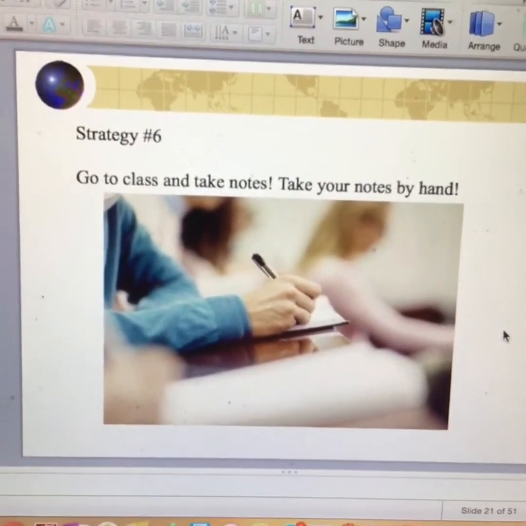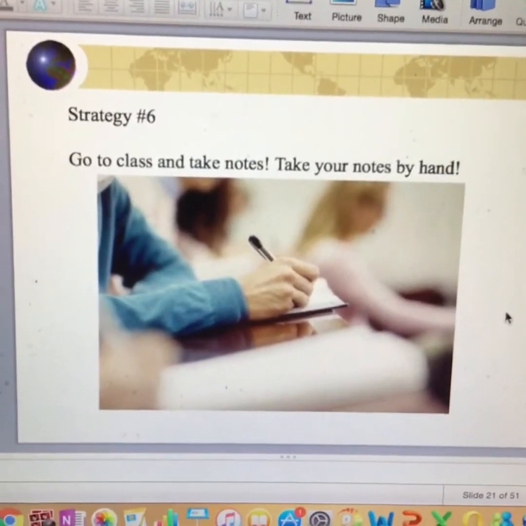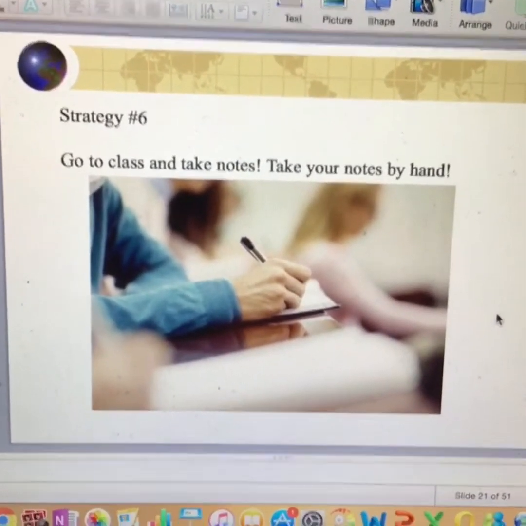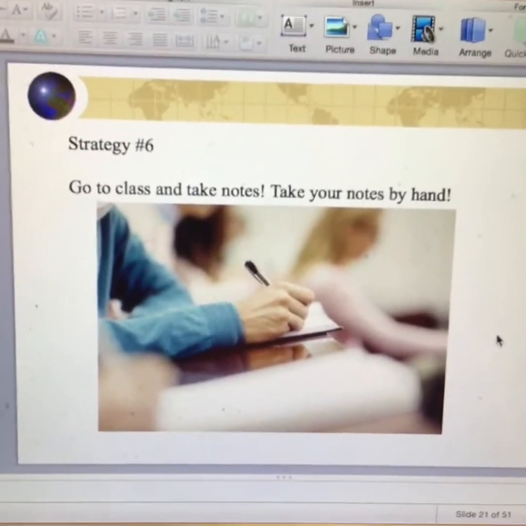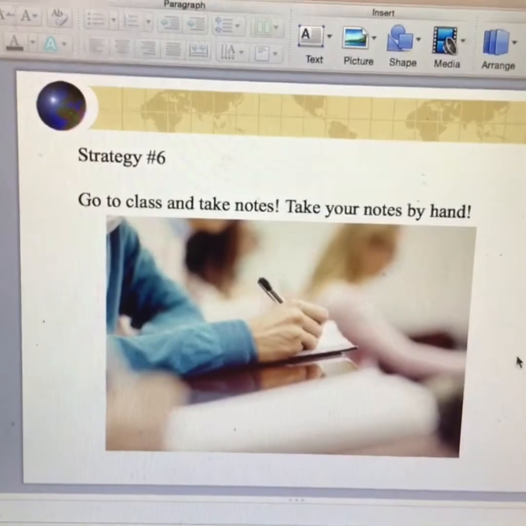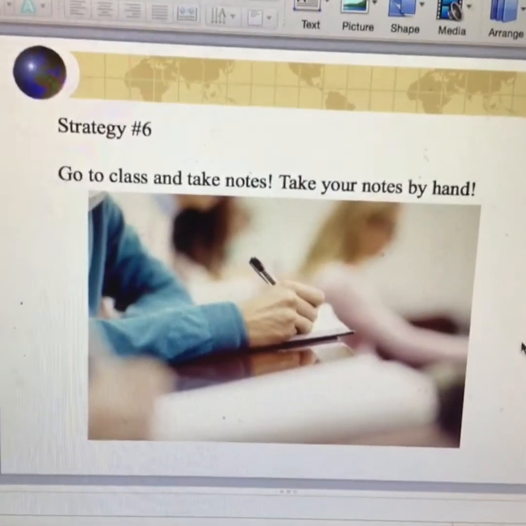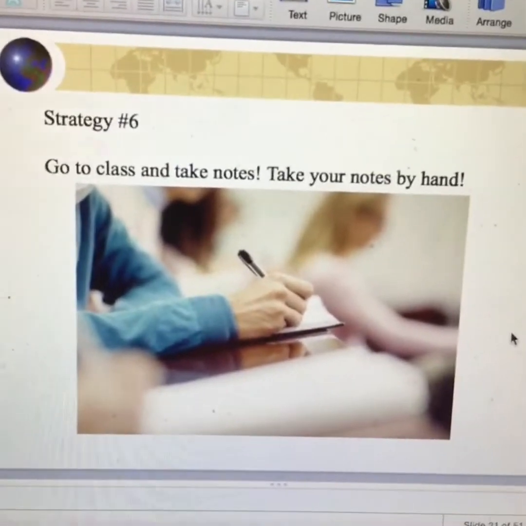Strategy number 6 is to take notes by hand and go to class. Everyone thinks they have a system to beat it. Someone might try to give you their notes from last year, or they'll say, okay, I'll take notes on Mondays, you take notes on Wednesdays, you take them on Fridays, and we'll just share our notes. And that is not going to work. It just is not going to work.